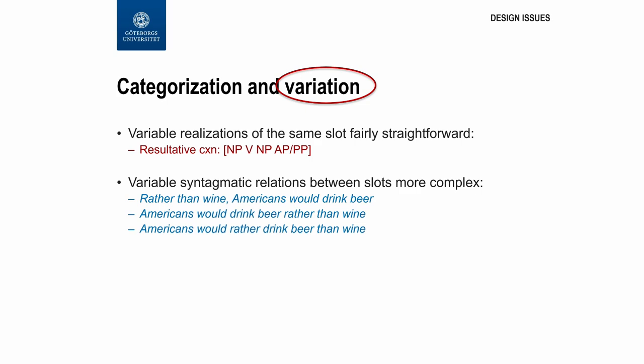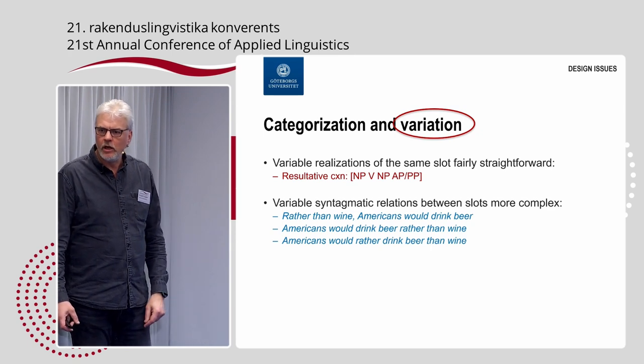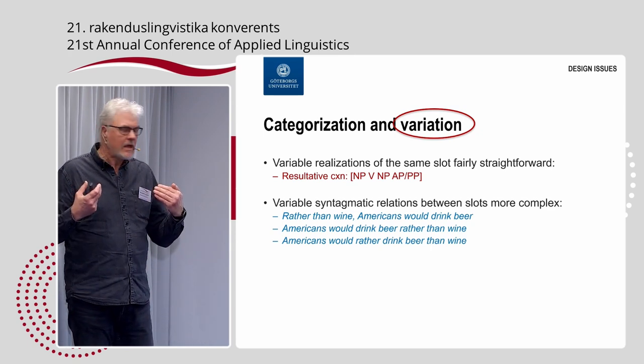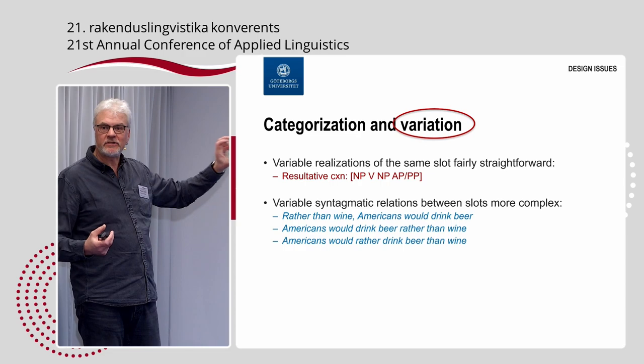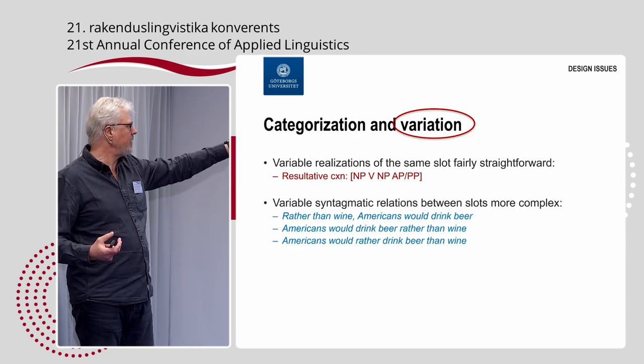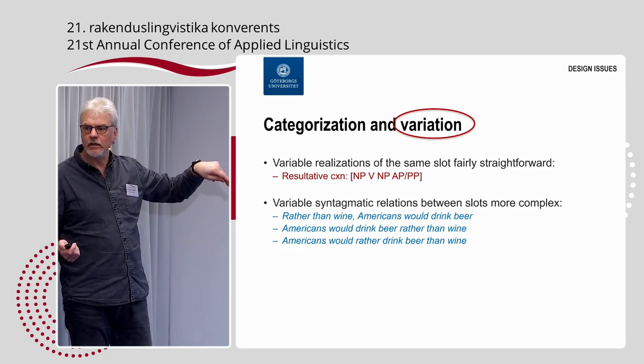You could have, rather than wine, Americans would drink beer. Americans would drink beer rather than wine. Americans would rather drink beer than wine. So you have some variation in the word order. But it's a lot more difficult to represent this than just have a P, P, P and a slash between it.